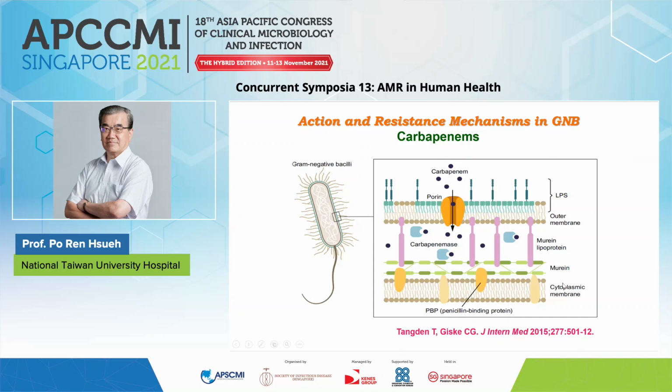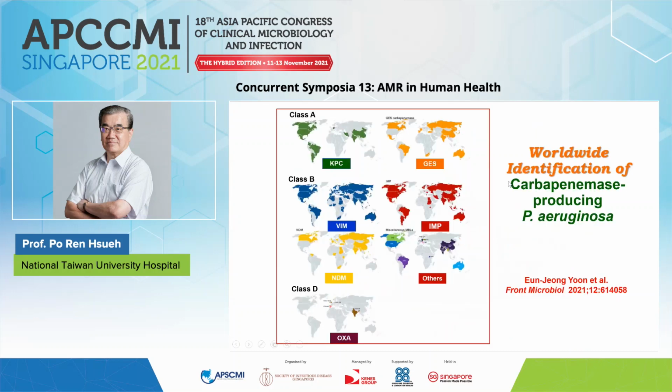as for carbapenem resistance, the most important mechanism will be the carbapenemase. The carbapenemase is a very important reason for carbapenem resistance. But there are other mechanisms, including porin deficiency, including the efflux pump, etc. So the most important will be the carbapenemase producer. This shows you the worldwide identification of carbapenemase-producing Pseudomonas aeruginosa. You can see KPC, VIM, IMP, and NDM, the so-called metallo-beta-lactamases, and OXA type.